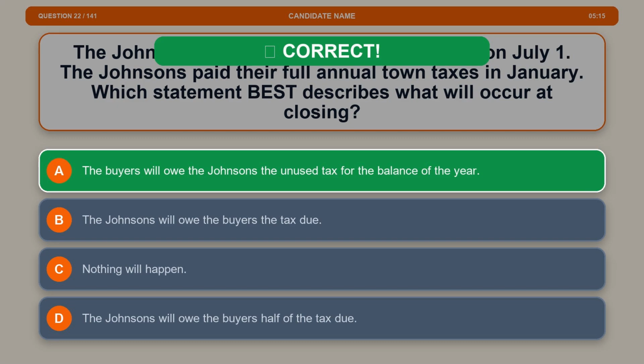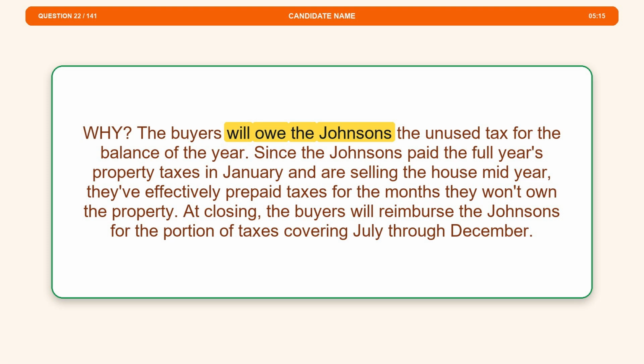The correct answer is option A. The buyers will owe the unused tax for the balance of the year. Since the Johnsons paid the full year's property taxes in January and are selling the house mid-year, they've effectively prepaid taxes for the months they won't own the property. At closing, the buyers will reimburse the Johnsons for the portion of taxes covering July through December.